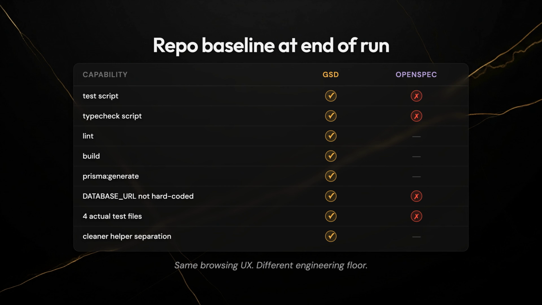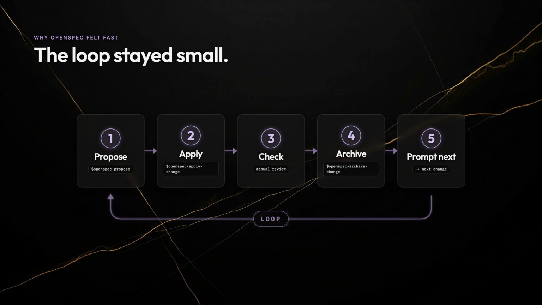OpenSpec was weaker on the repo baseline. The app worked, but compared with GSD, it left less engineering scaffolding behind. There was no test script, no type check script. The Prisma setup hard-coded the SQLite path despite having an env example, and some logic lived more directly inside routes and actions. Nothing catastrophic, but if I had to continue one of these repos tomorrow, I would trust the GSD baseline more. OpenSpec felt fast, lean, and easy to steer because the loop stayed small: propose, apply, check, archive. Then prompt the next change.